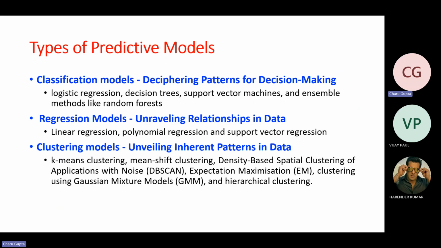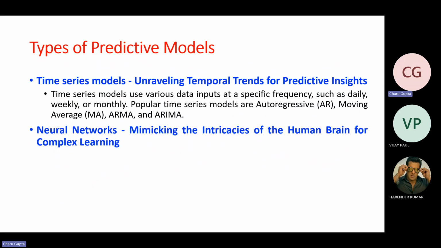The third type is the clustering model. We use it to cluster or to categorize different data sets into some smaller data sets, right? The fourth one is the time series model. In the time series model, we find out the temporal trends, the trends which are changing with time. And the advanced ones are the neural networks.